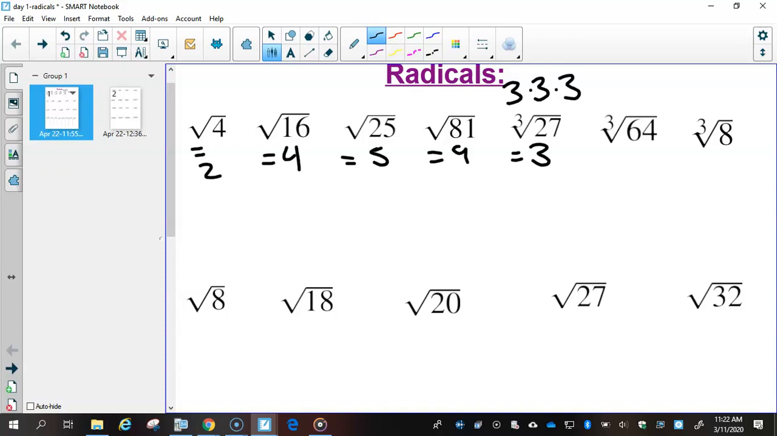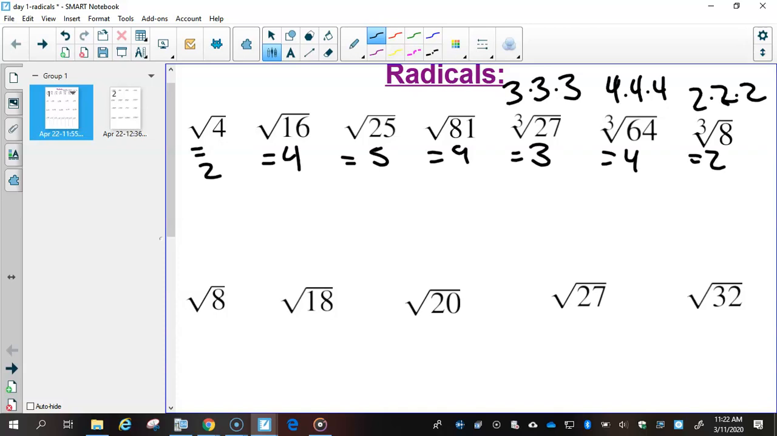What would the cube root of 64 be? It is 4. 4 times 4 is 16. 16 times 4 is 64. What about 8? 2. Because 2 times 2 times 2 is 8.